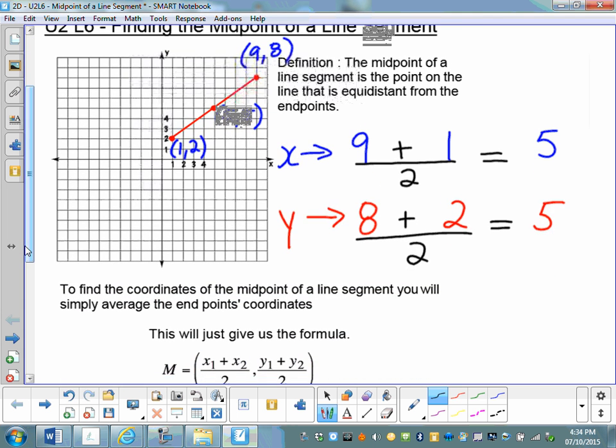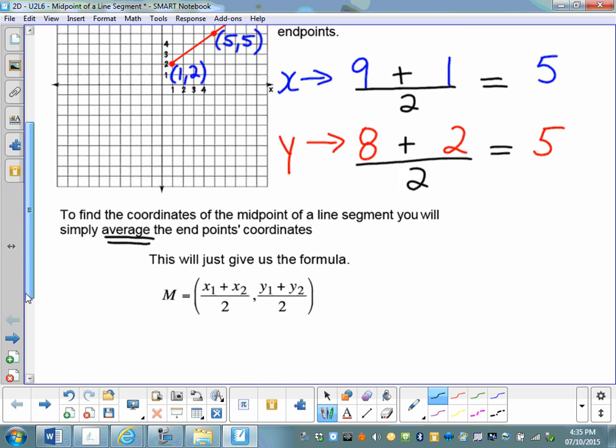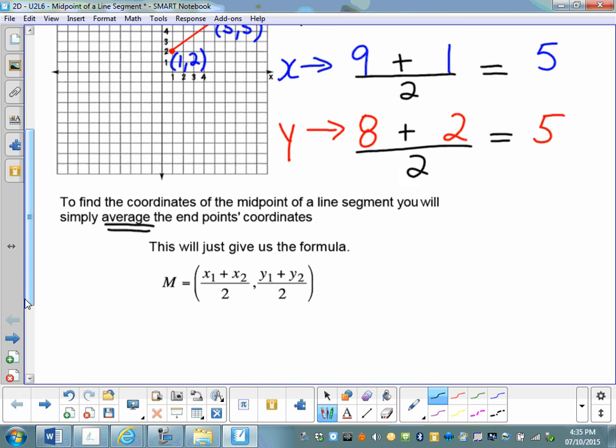Basically what I want you to take away from this is that when you're trying to find the coordinates of the midpoint of a line segment, the midpoint is the average of the endpoints. And think about that. If you want to find the midpoint of any two things, it's the same as finding the average. So you're adding them together and dividing by 2. So that's where this formula comes from. We add the x's together and we divide by 2. We add the y's together and we divide by 2, and that gives us our midpoint.